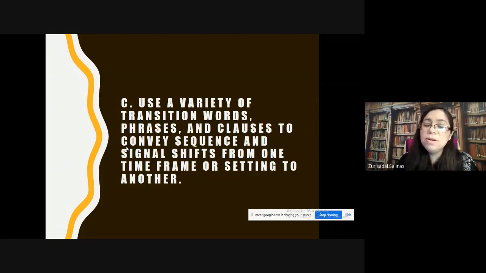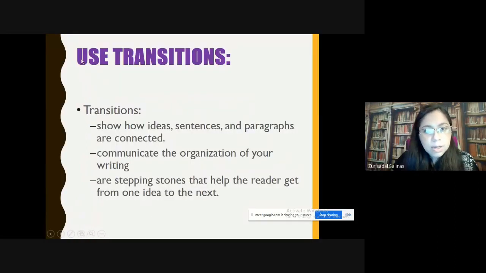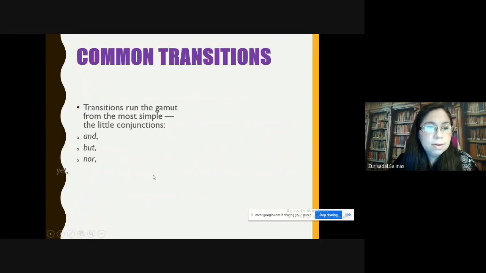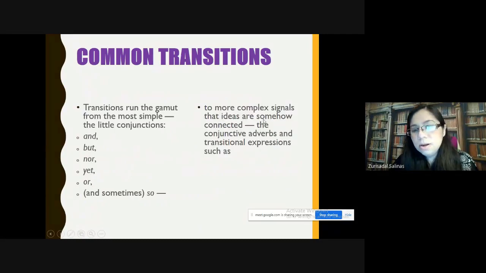You want to know where the story is going next? Look at the first 3 words or first phrase in that paragraph, and it'll tell you this paragraph is about this, or it's going in this direction. So transitional phrases become really important. Here are some. They show how ideas are connected. They communicate organization, and they are stepping stones that help the reader move right along from one idea to the next. And they're as simple as the FANBOYS, or more complex, such as adverbs and conjunctive adverbs, transitional expressions like the ones that I just showed you.